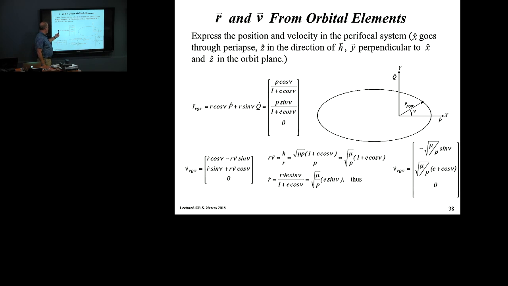But we also have an equation for r from the trajectory equation. So if you substitute that in, for the vector in the PQW frame you get p cosine nu divided by 1 plus e cosine nu, p sine nu divided by 1 plus e cosine nu, and then 0. In this PQW frame there is no z component because the satellite's in the plane of the orbit.